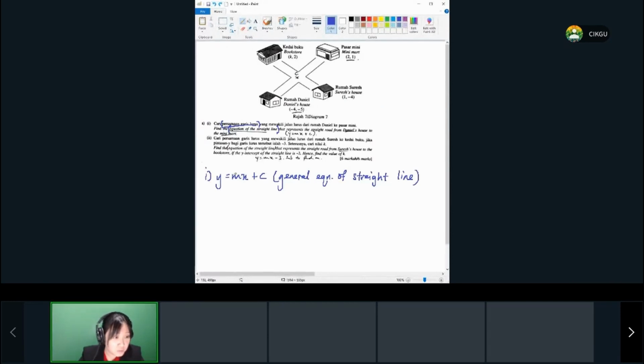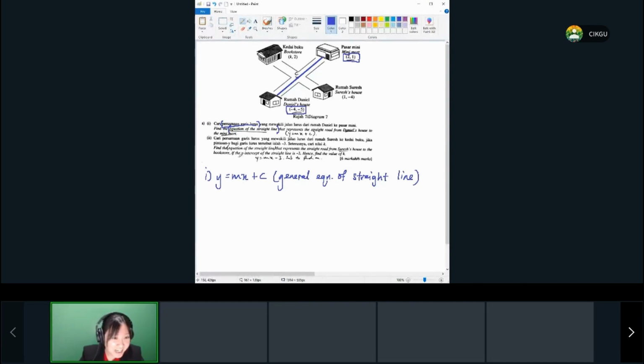Once you start from here, what do they want? They want the equation of the straight line that represents the straight road from Daniel's house to the minute mart. That means they want this straight line connecting Daniel's house and the minute mart. I feel like this is way easier because you can see where I'm pointing, and I don't have to change my cursor back and forth.